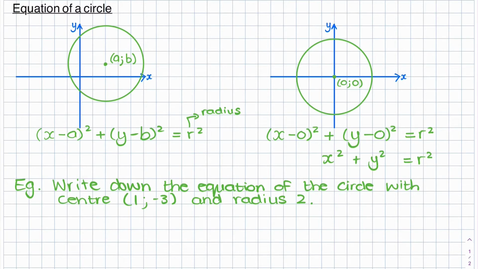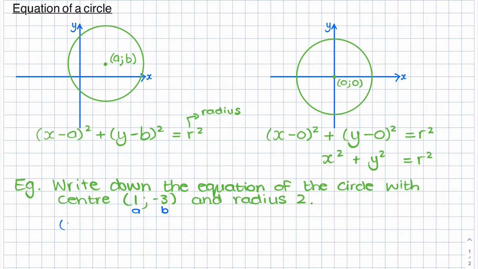So in this example, we need to substitute the center value that we were given into the values for a and b in our equation. So we're going to substitute that in place of a, and we're going to substitute in place of b. And then we can substitute the value of the radius in place of r in our formula. So let's go and do that.